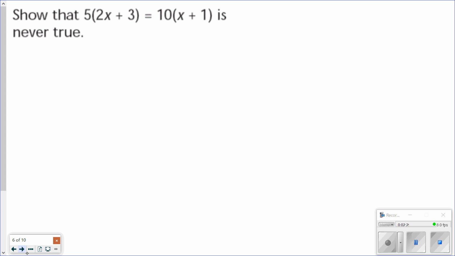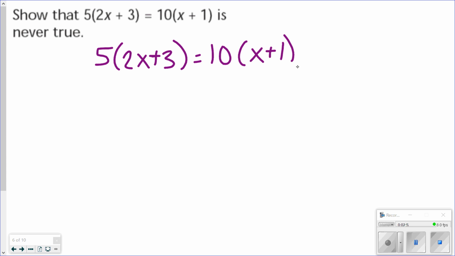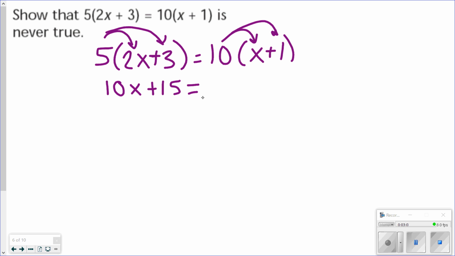So we want to show that 5 times the quantity 2x plus 3 equals 10 times the quantity x plus 1 is never true. All right, well, let's simplify these. So if I have 5 times the quantity 2x plus 3 is equal to 10 times x plus 1, first thing I need to do is distribute inside my parentheses. So this gives me 10x plus 15. I need to do the same thing on this side. So this becomes 10x plus 10.